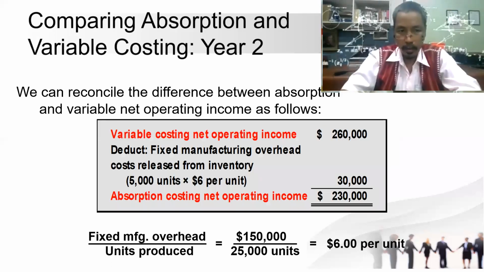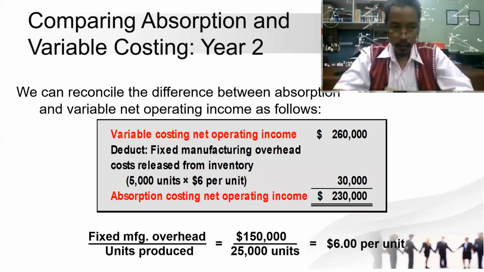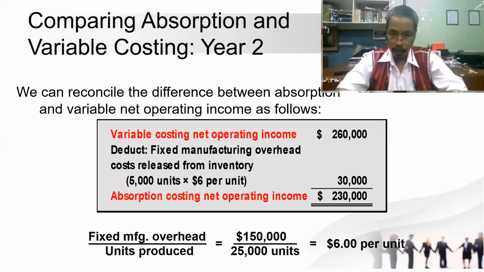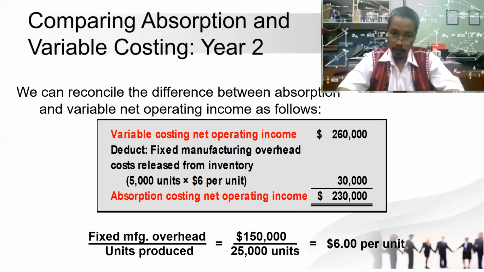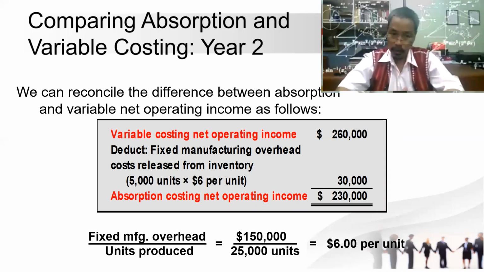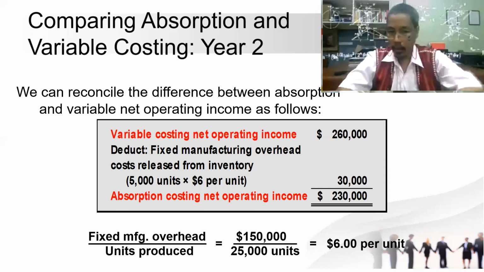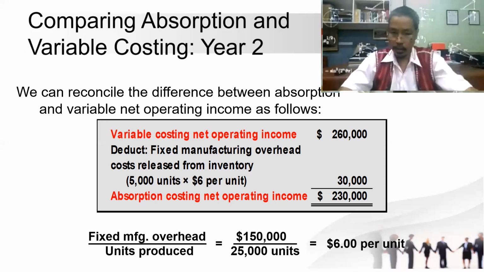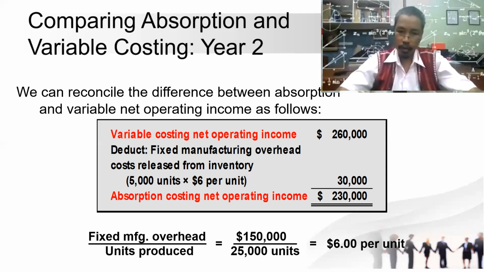Comparing absorption and variable costing for the second year. We can reconcile the difference between absorption and variable net operating income as follows. Variable costing net operating income, $260,000. Deduct fixed manufacturing overhead cost released from inventory, 5,000 times 6, that is 30,000. Therefore, our absorption costing operating income is equal to $230,000.